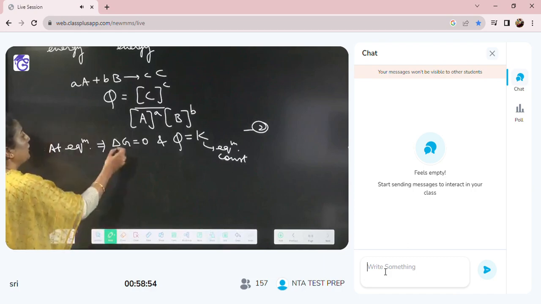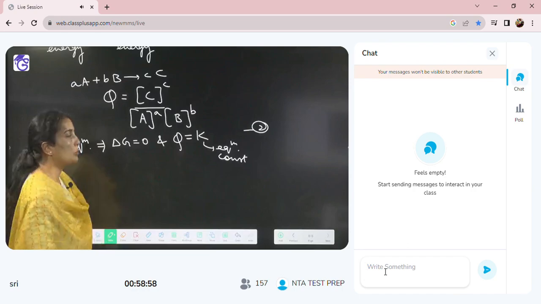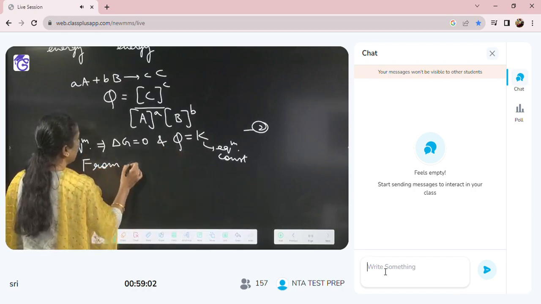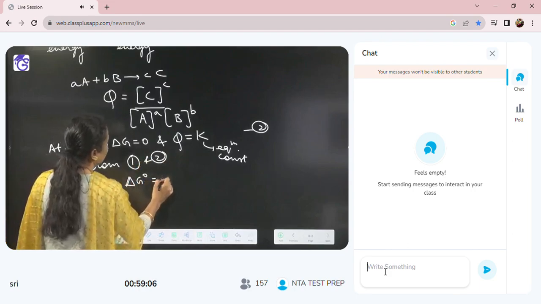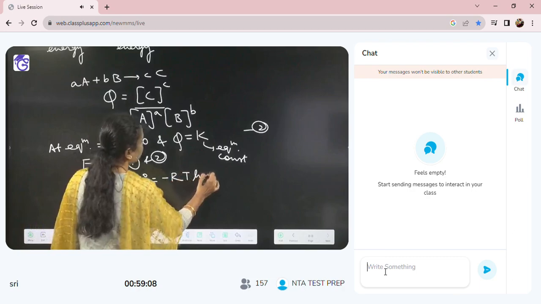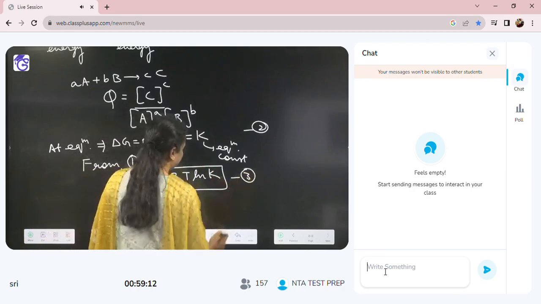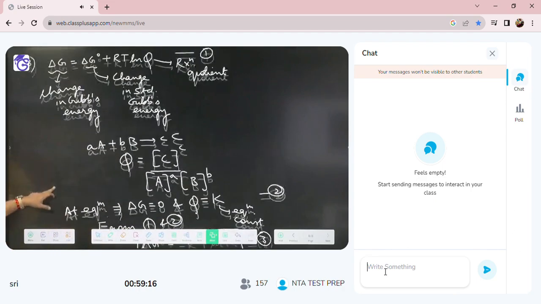So when I am having delta G equal to 0, Q will be equal to K, which is the equilibrium constant. So when I apply this into equation number 1, that is from 1 and 2, I will get delta G naught is equal to minus RT ln K. So let us say this is equation number 3. I hope it is clear up to now, whatever I have written on the board, okay?